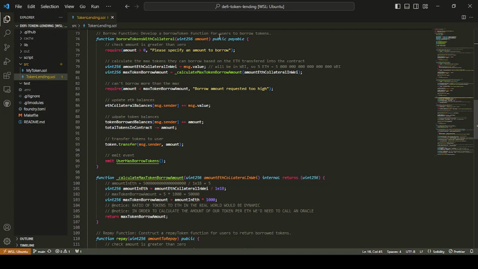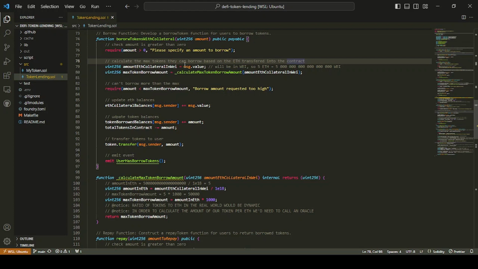Okay, so what you do here is you pass in an amount of tokens that you want to borrow. It's a payable function because we're going to be passing in Ether as the collateral. First thing we do is we check that the amount is greater than 0, like we do in most of our functions. And then what we're going to do here is we have uint amount ETH collateral in wei.